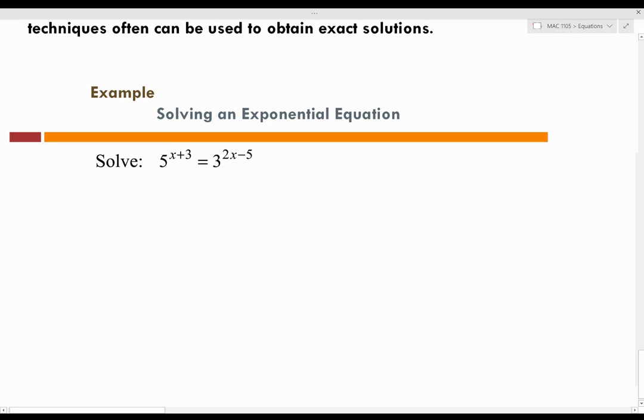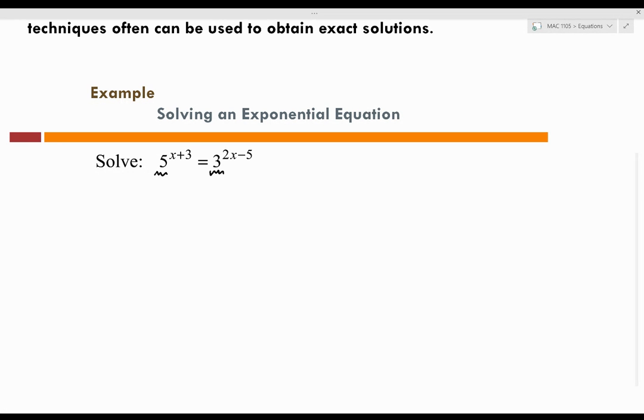So our directions say solve 5 to the x plus 3 power equals 3 to the 2x minus 5 power. Now this is an exponential equation, and we know this because our variables are in the exponent, okay? Now before, when we tried to solve problems like these, our first goal was to always get the base on both sides of the equation to be the same. However, in this problem, the base on the left is 5, and the base on the right is 3. There's no way that we can get those bases to be the same, okay?